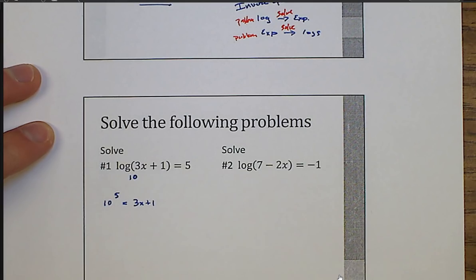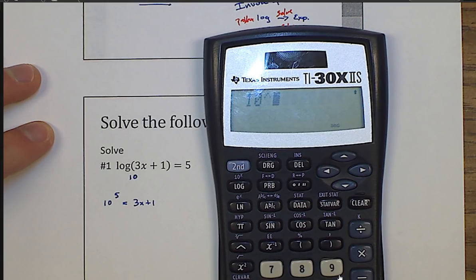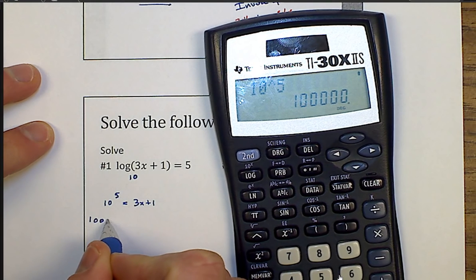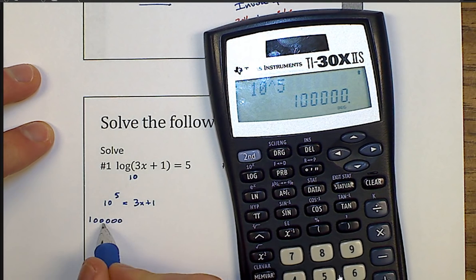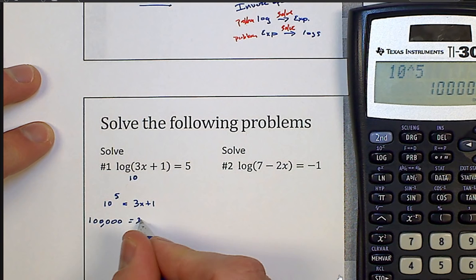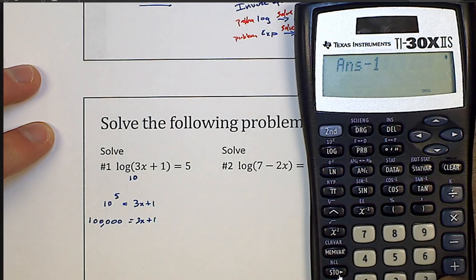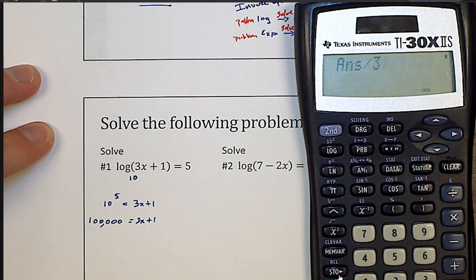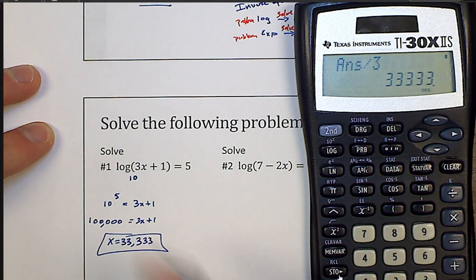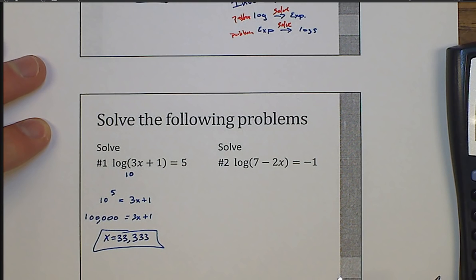And so we just take our calculator out and we're going to solve that now for x. So 10 to the 5th power is going to give me 100,000. So 100,000 equals 3x plus 1. And then I'm going to subtract 1 from both sides, and then I'm going to divide by 3. And I should get x equaling 33,333. A lot of 3's there, okay? So go ahead and try number 2 on your own and see what you get. Hit pause and then check back with me.